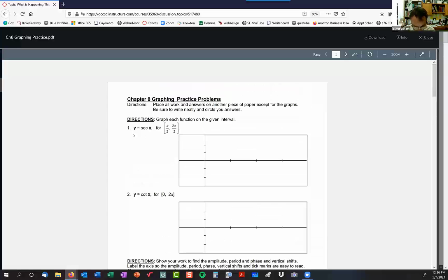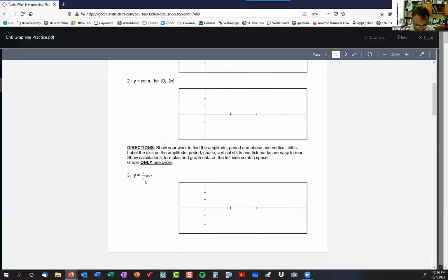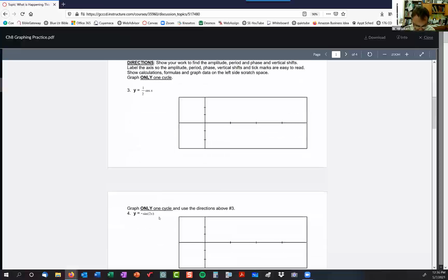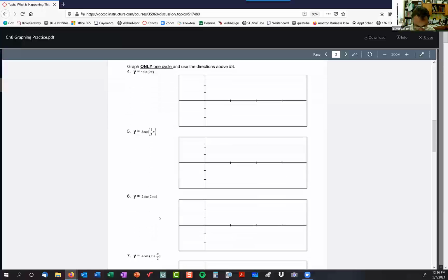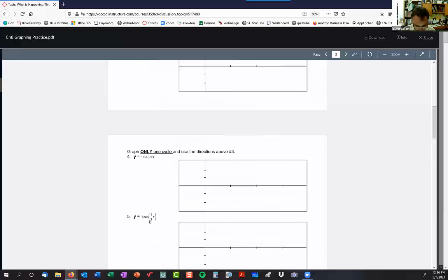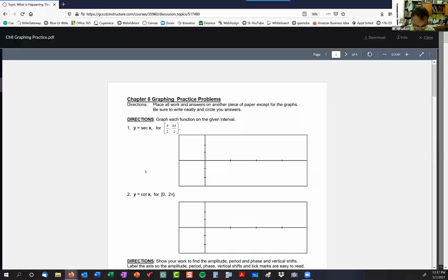So numbers 1 and number 2 are moderate difficulty. I kind of started out with the secant and the cotangent. Looking back on it, that's probably not the best place to start. Number 3 is a half cosine. That is a simple one there to get started with. So you might do number 3, 4, 5, 6, and 7, and then come back and do 1 and 2.